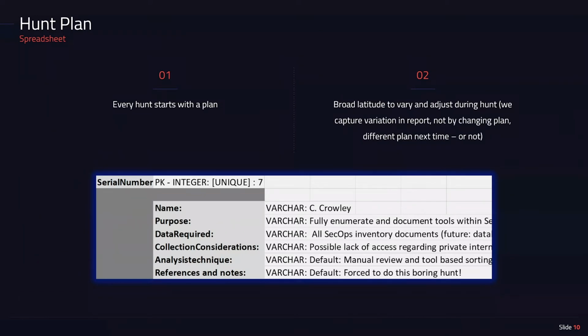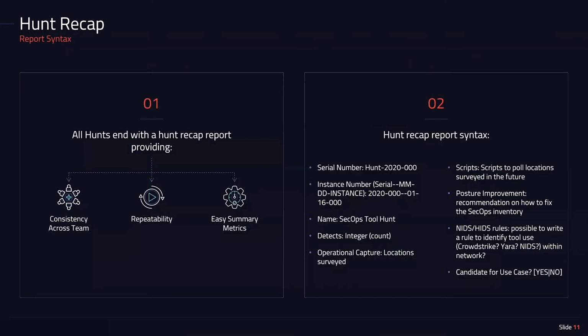So I want broad latitude in order to change during the hunt, but I also want some thoughtful intention going into the hunt. And so I have my hunt plan. And then I also have a hunt recap, which also is a report. And I have a spreadsheet for that. And it's, here's what we did, right?